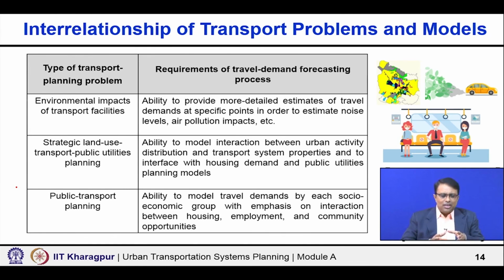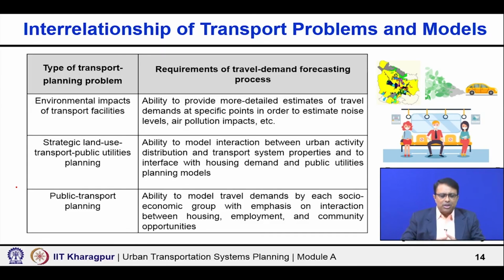On the other hand, if we are doing, say, strategic land use transport public utilities planning, then it is at a much grosser, much coarser level. So, we need only a model which has the ability to model interaction between urban activity distribution and transport system properties and to interface with housing demand and public utilities planning models. So, that kind of capability is required, and it is at a coarser level.